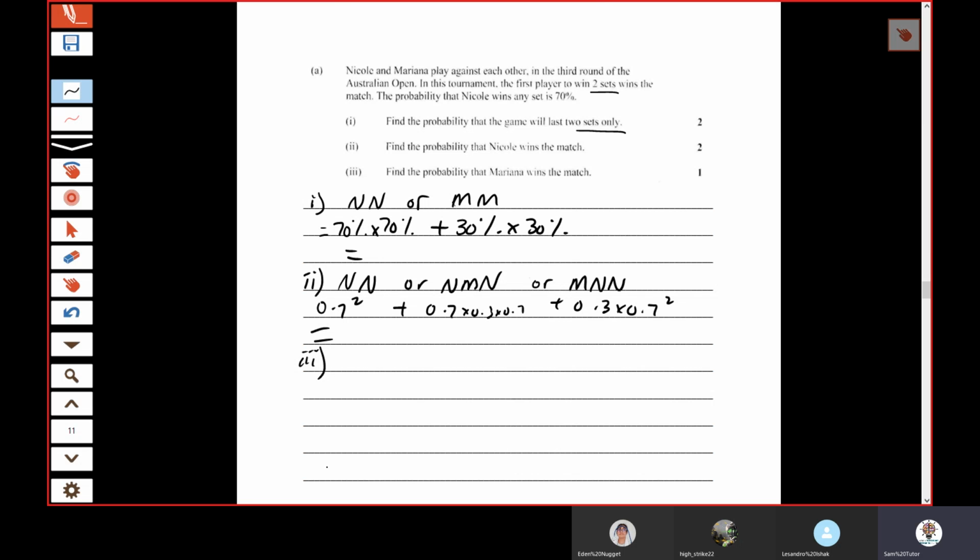What do you reckon, you guys? That's okay? Now, find the probability that Mariana wins the match. Okay, what are we going to do? Are you going to do it all again? You can do the above again, or what? Come on, think about it. The probability that Mariana wins the match. If you now know the answer for Nicole, what could you do?